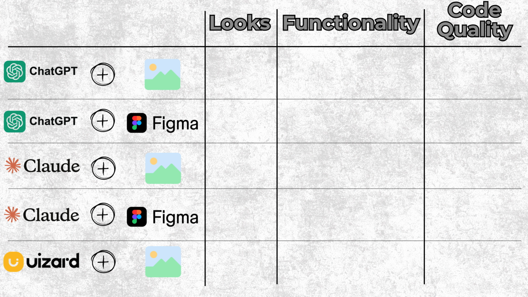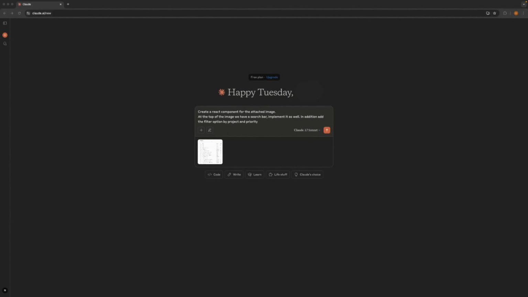In the first part we saw ChatGPT plus image, and we gave it 3.5 in looks, 4 in functionality, and 4 in code quality. Not bad for the first competitor. In this video we'll see Claude 3.7 plus image and Uizard plus image. Now we want to test Claude 3.7 plus image.